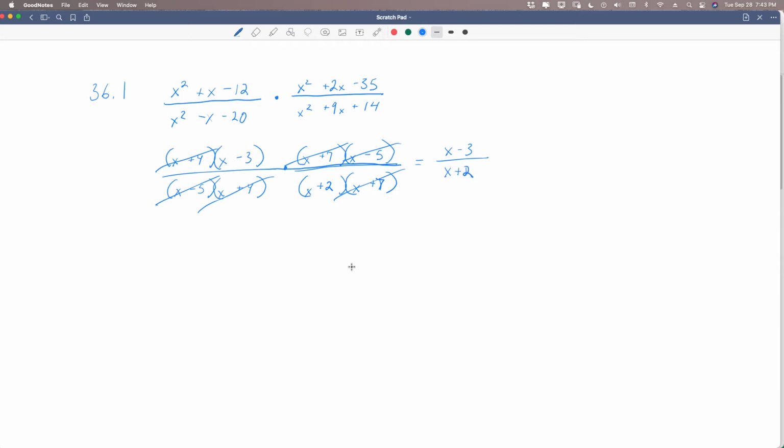Isn't that easier than doing all of that multiplication? Yes. Okay, so that's what we want to do from now on with these types of problems, is we want to factor them out so that we are not stuck with this long multiplication process. We can just eliminate and be done with it. So let's do 36.2. I'm going to write it up here for you, and then I want you to try to solve it yourself first.